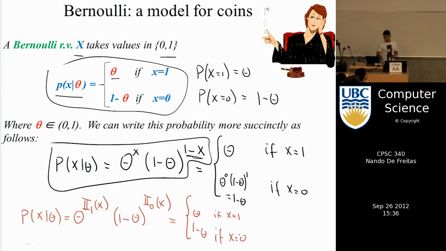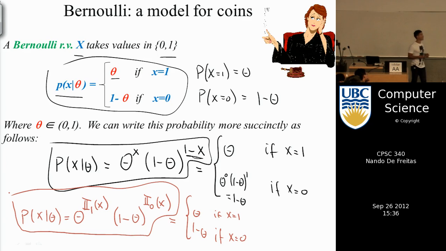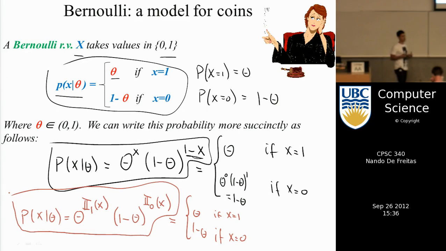The most common way of writing a Bernoulli distribution will be this form. This notation is more cumbersome than the middle notation, but later when we have more variables it will actually turn out to be more useful. It will be easier to manipulate. So they're just different ways of writing the same thing. It's the probability that describes a coin, a coin that has probability theta of being heads and probability 1 minus theta of being tails.